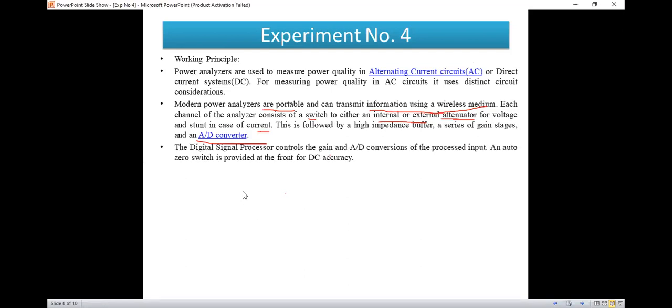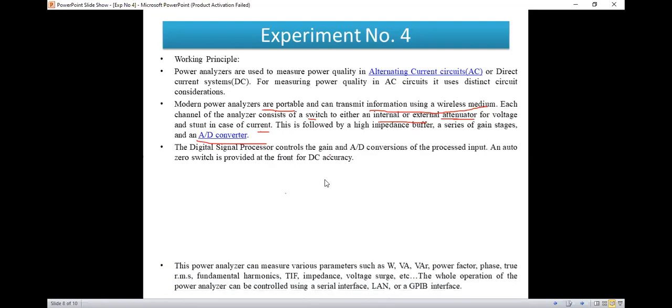Now the digital signal processing, that is DSP, as shown in the above figure, will control that gain. So, series gain and analog to digital conversion of the processed input. An auto zero switch is provided at the front for DC accuracy.